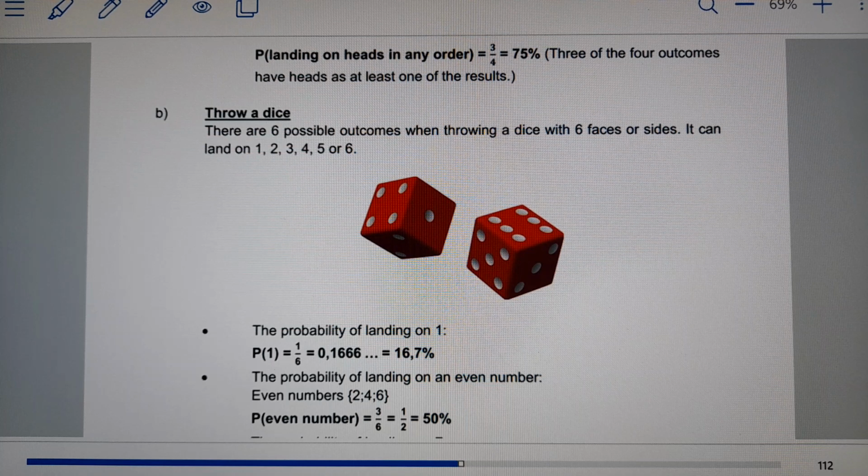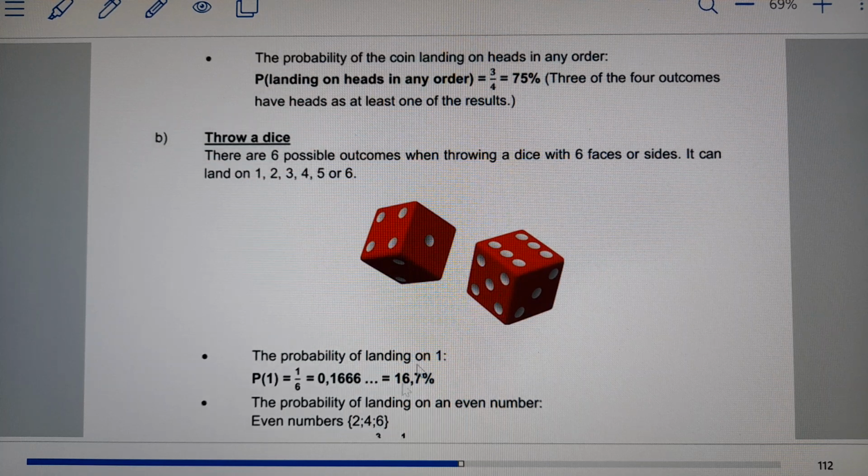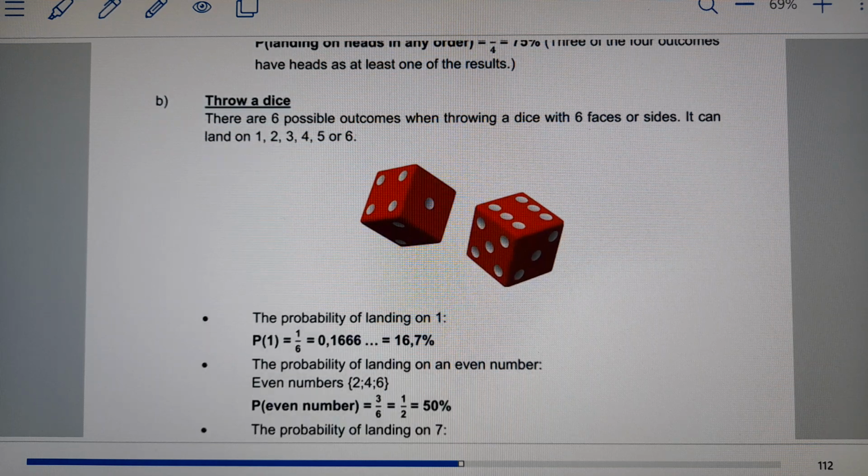So let's go back to our example for a die. Now the probability that the die lands on an even number. In a die, how many even numbers do we have? We have 2, 4, and 6. Okay, so it's 3 favorable outcomes, but the total outcomes is 6. So now our probability is going to be 3/6. If you simplify that, it's 1/2, and it's 50%. So the probability is uncertain.